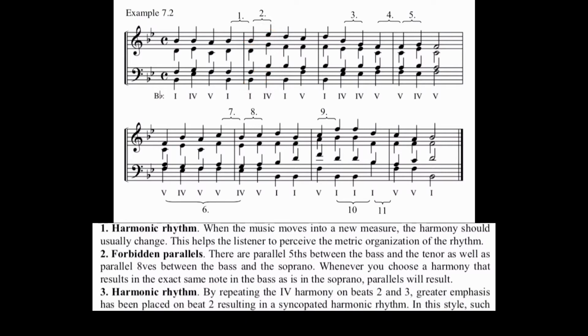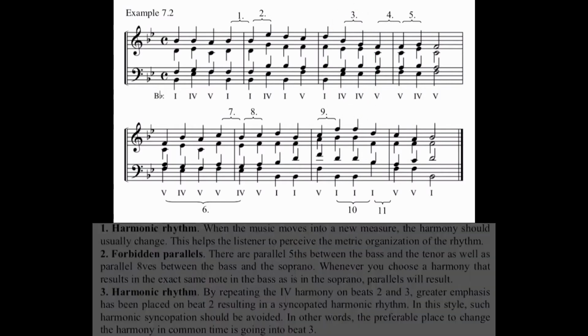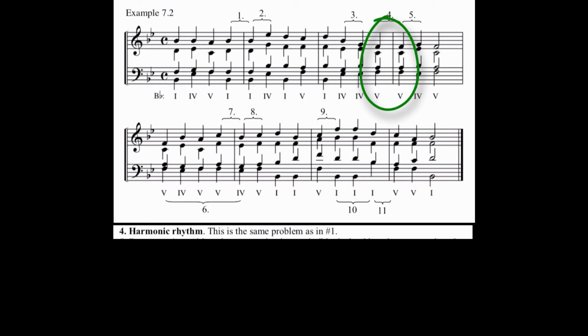3, harmonic rhythm. By repeating the 4 chord on beats 2 and 3, greater emphasis has really been placed on beat 2, and that's kind of what we would call a syncopated harmonic rhythm. In this style that we're doing, this kind of harmonic syncopation should be avoided. You're trying to make, if possible, a chord change on beat 3. 4, harmonic rhythm. Here's the same problem as we saw at number 1.